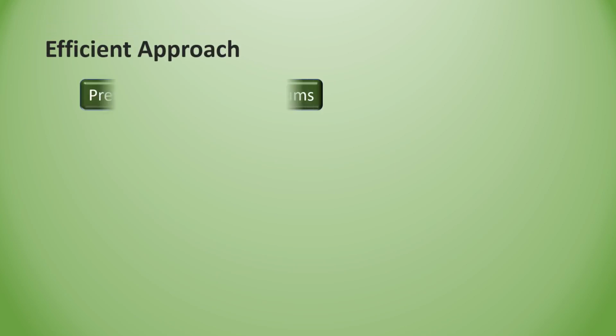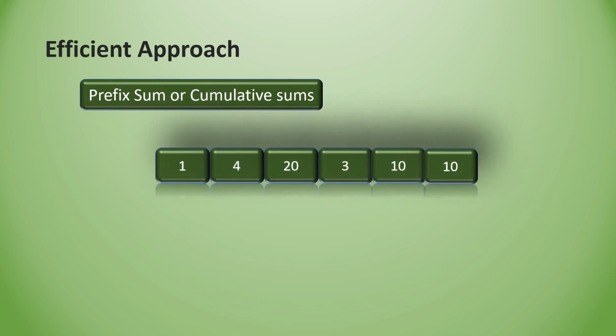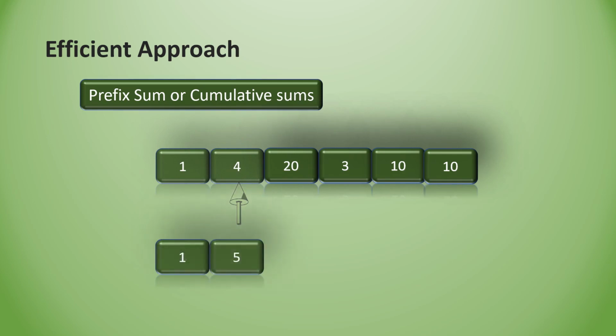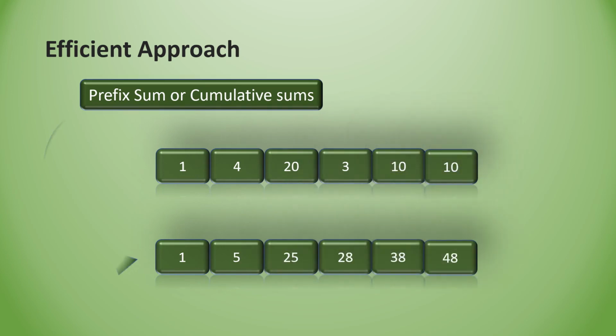Okay. Now let's understand the efficient approach. Before moving further, let's see what is prefix sum. Okay, this is an array. We will find a prefix sum array of this array. Write the first element as it is. To find the second element, add this to the previous element. To find the third element, add this element to the previous element. Similarly, perform this for the entire array. Now it is the prefix sum array.